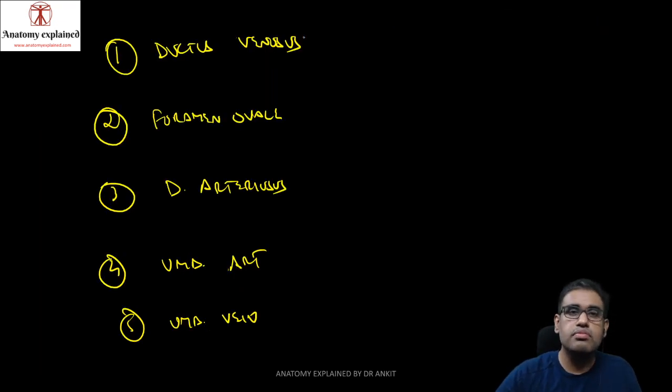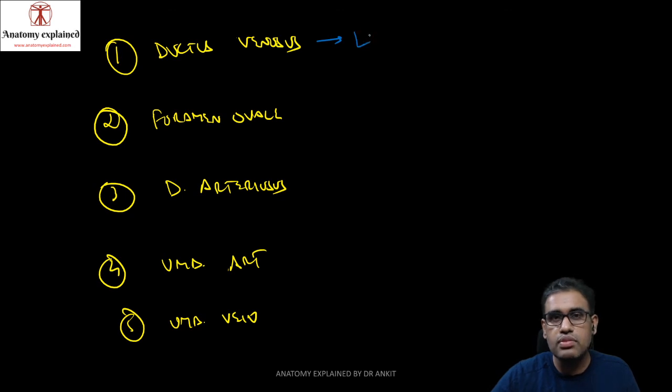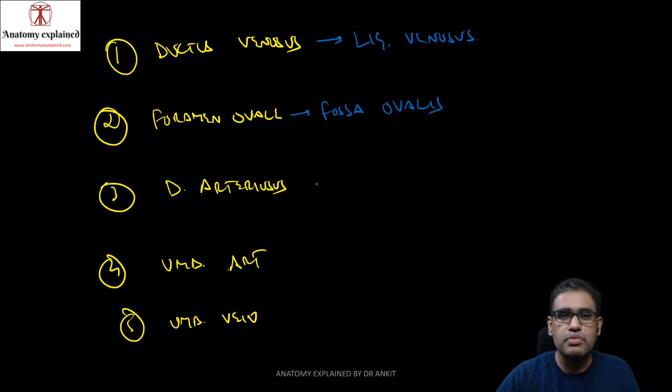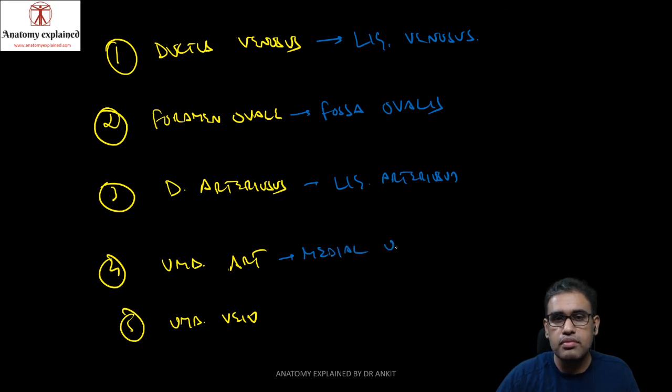So in this slide, I want to tell you that the ductus venosus becomes the ligamentum venosum. The foramen ovale after birth becomes the fossa ovalis. The ductus arteriosus becomes the ligamentum arteriosum. The umbilical artery becomes the medial umbilical ligament, and the umbilical vein, which was carrying the oxygenated blood, becomes the ligamentum teres hepatis.